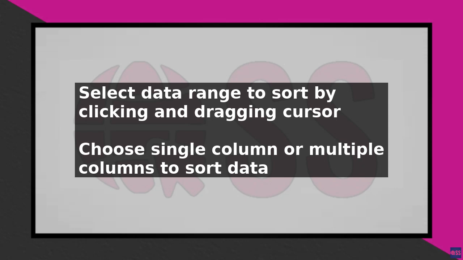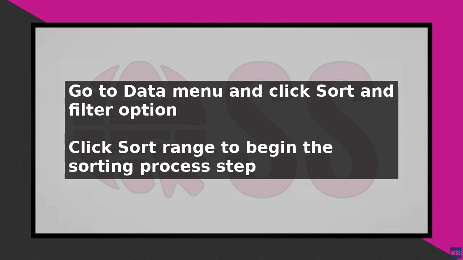Next, go to the Data menu and click on Sort and Filter. A drop-down menu will appear with several options. Click on Sort Range to begin the sorting process.